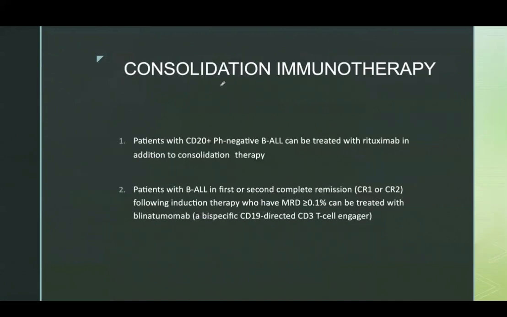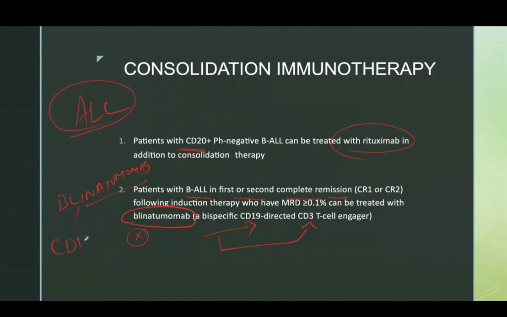Then comes consolidation immunotherapy. What are the immunotherapies that can be used in ALL? This is very important. In CD20 positive patients, you can use rituximab. And in patients with B-ALL in first or second complete remission, you can use another drug called blinatumomab. It targets CD19 and CD3 on T cells. This question hasn't been asked, but remember this drug. It's called blinatumomab. It's used in consolidation immunotherapy.